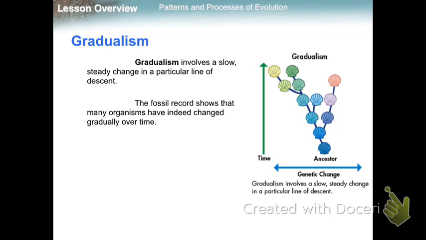There are two different schools of thinking when it comes to the rate of evolution. The first is gradualism, just like it sounds, slow, steady change. The fossil record shows that many organisms have indeed changed gradually over time. So we see a slow, steady change. The example here is a common ancestor, this particular shell. You see a gradual change in colors, branching off. Now we have different varieties.